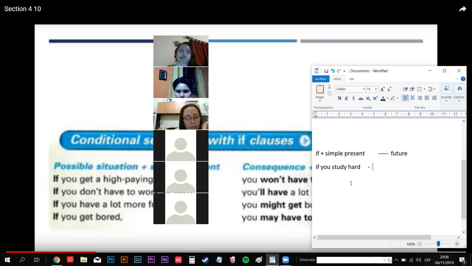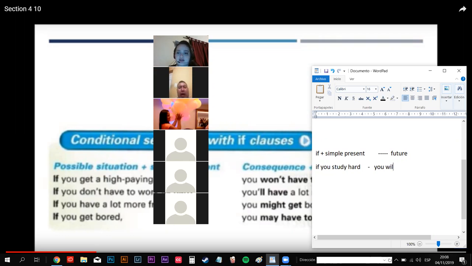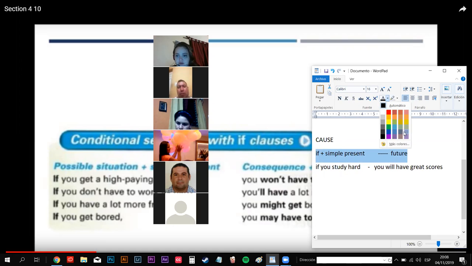All right. If you study hard, what is the consequence? What do you think? You will have great results is the consequence. Very good. Exactly. Look at this, guys. This is the cause, I like that word, cause and effect. Cause, effect, cause, consequence. You can call it whatever you like. All right, this is the structure, and we have more than one expression for this. Hold on, so here it is.